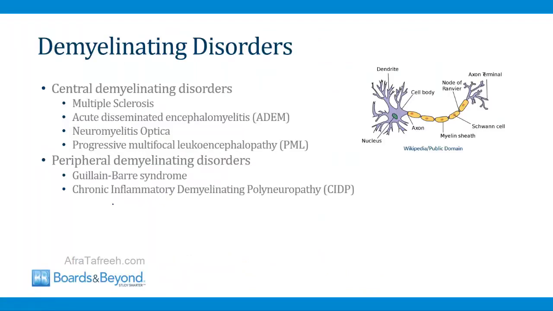You can divide demyelinating disorders up into those that affect central neurons and those that affect peripheral neurons. The major demyelinating disorder that affects central neurons is multiple sclerosis, which I talk about in another video, but there are a couple of others and we'll go through these in this video. In addition, we'll go through some disorders that affect peripheral nerves.